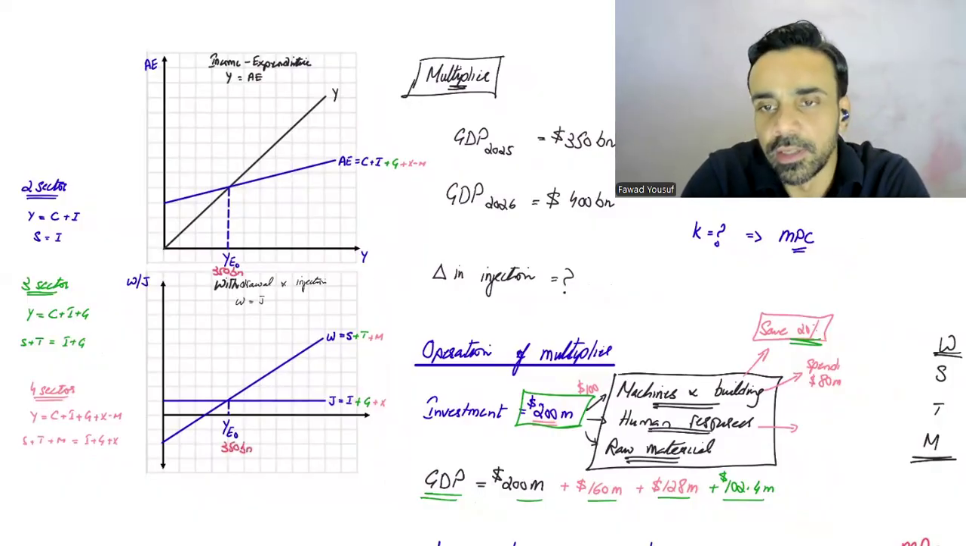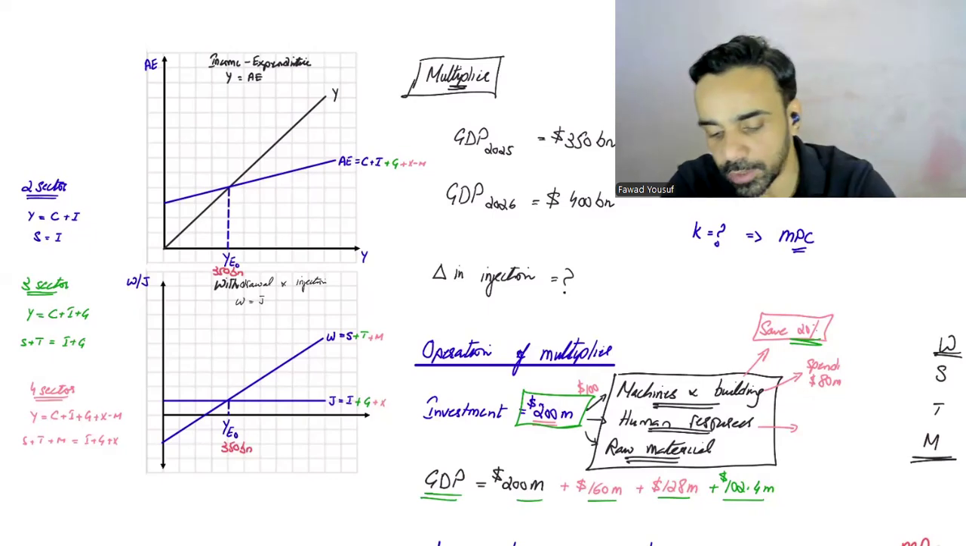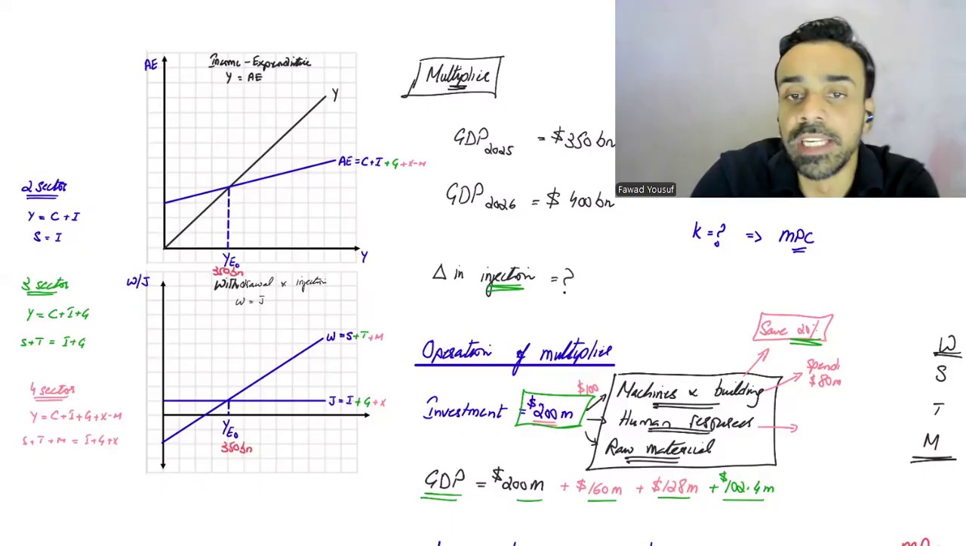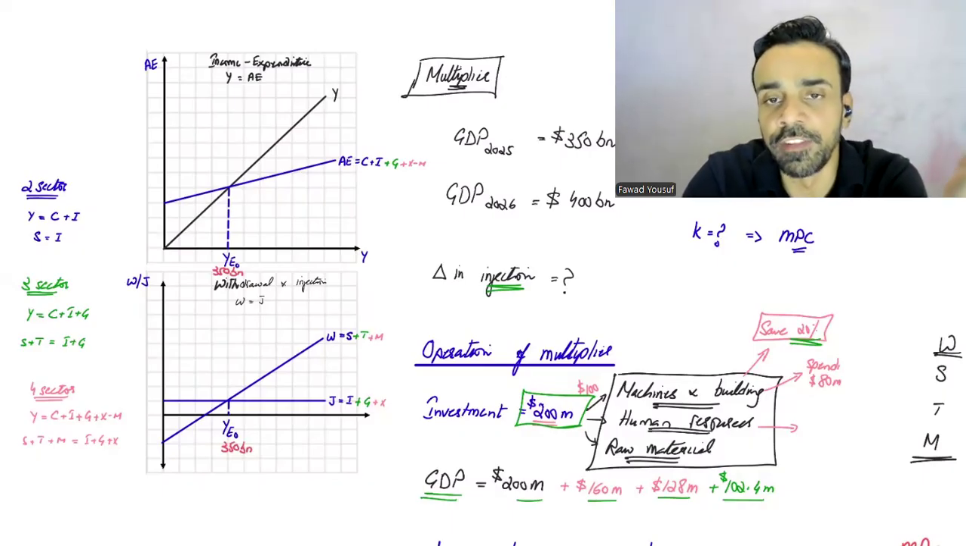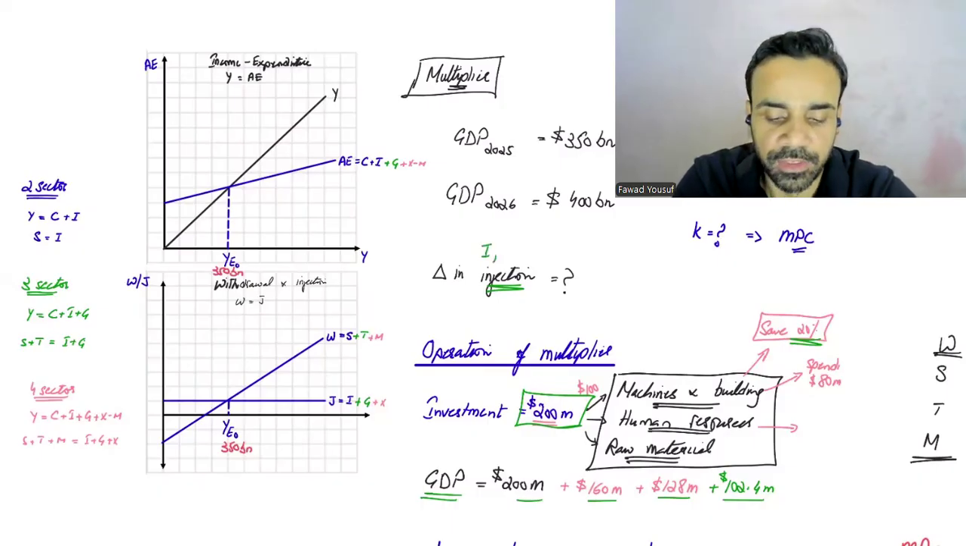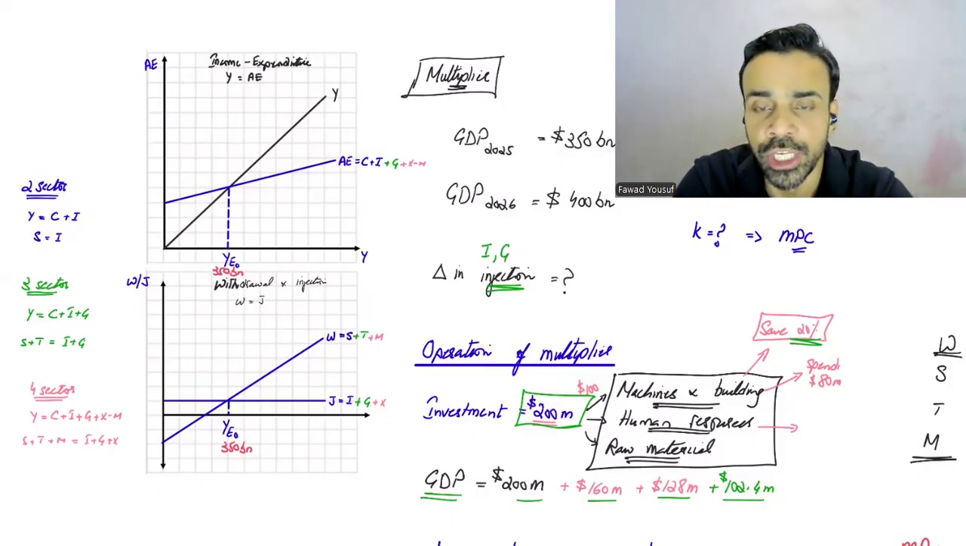Now they're saying we need an injection. अब ये injection, depending on how many sectors we're talking about. If it's a two sector, this injection could have been I. If it's a three sector, it could have been G also. It could have been I or G.